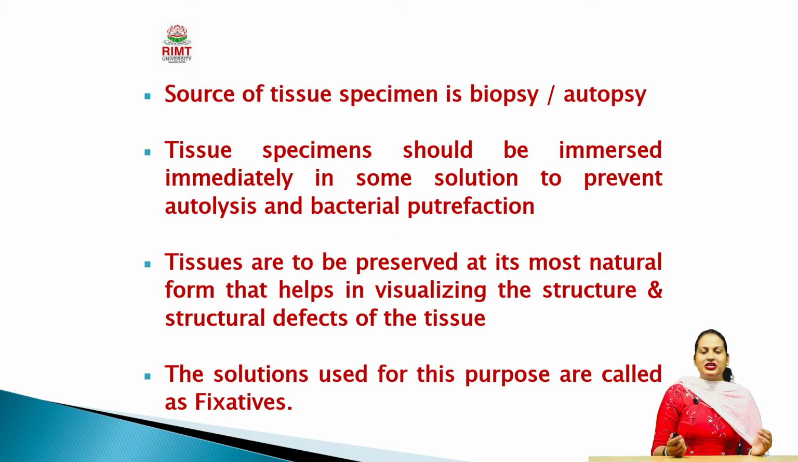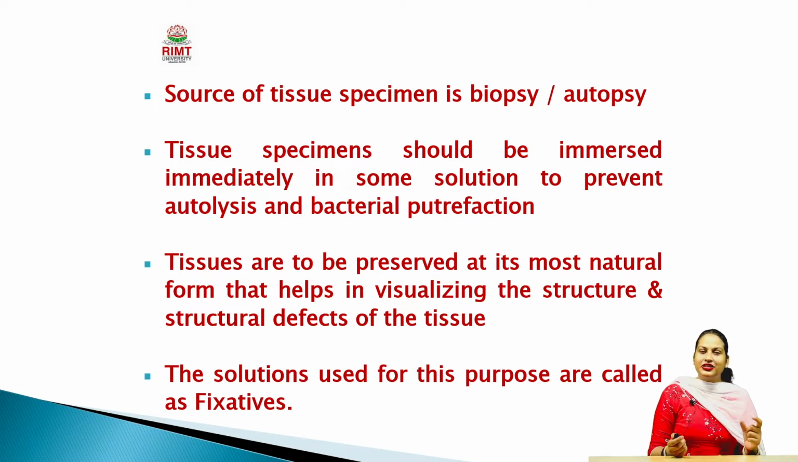The sources of tissue specimens are biopsy and autopsy. Biopsy is a type of sample that is taken from living bodies, and autopsy is the type of tissue sample that is taken from a dead body. The tissue specimen should be immersed immediately in some solution to prevent autolysis and bacterial putrefaction.